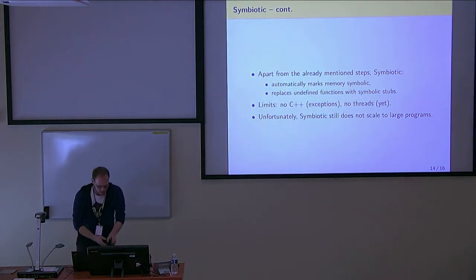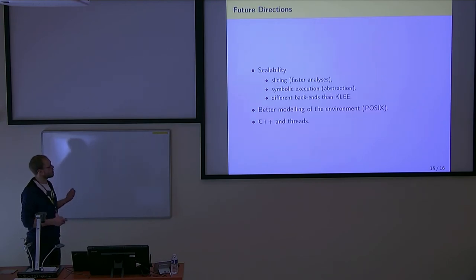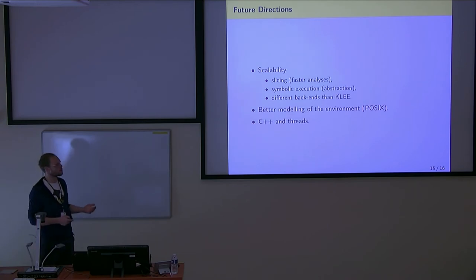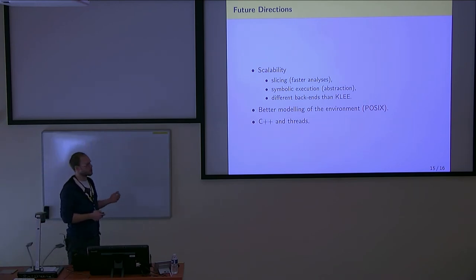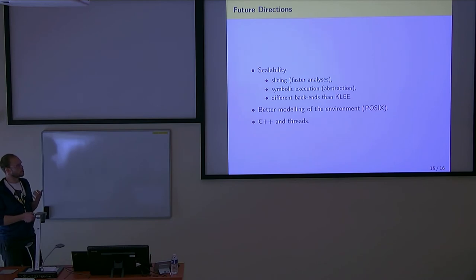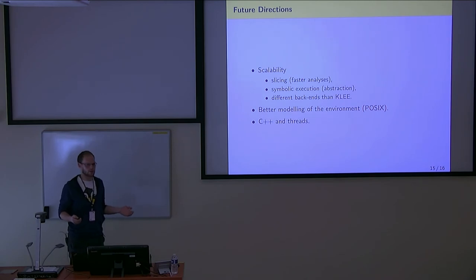Okay. So that's basically how we can use Symbiotic. In the future, we would like to solve the issues with scalability. There can also be a problem in slicing, so we would like to employ faster analysis to slice the code faster. There's the inherent problem of symbolic execution, but it can be fought by, for example, abstraction. Or we could, instead of symbolic execution, use some different tool, something like the Clang static analyzer, which actually cannot be used for this purpose, but something like that, which is less precise, so it can give some errors that are not real, but it is faster and is able to run on bigger programs.